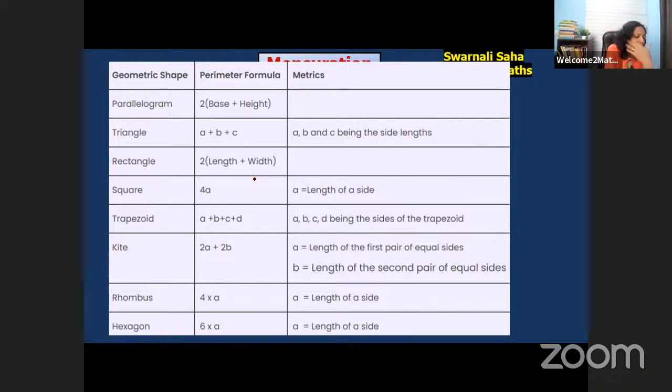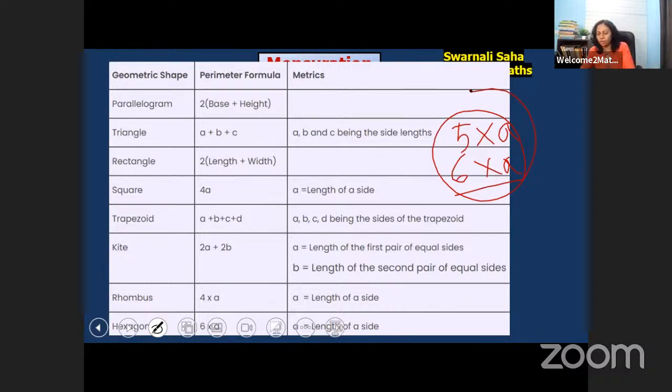First is triangle, I already showed you, rectangle, square, and trapezoid, I already showed you. And kite would be 2A plus 2B. This is the perimeter of a kite. And hexagon, pentagon, all are the same. Pentagon would be 5 into A, hexagon would be 6 into A. In this way, we have to find out the perimeters.